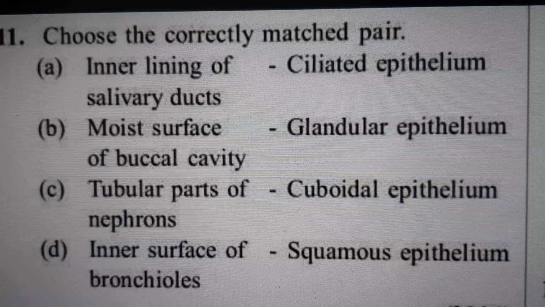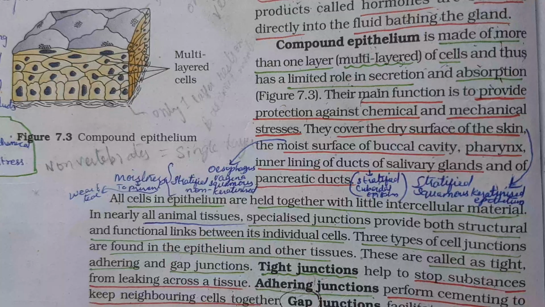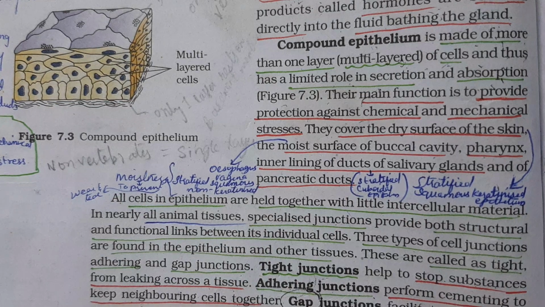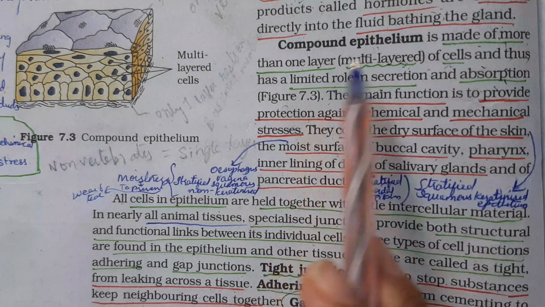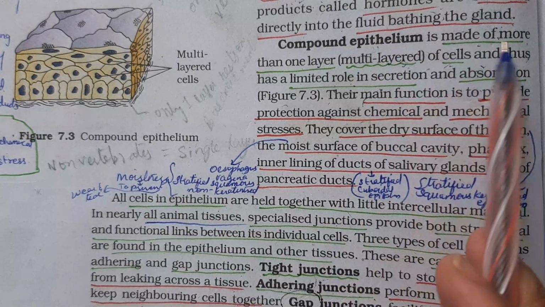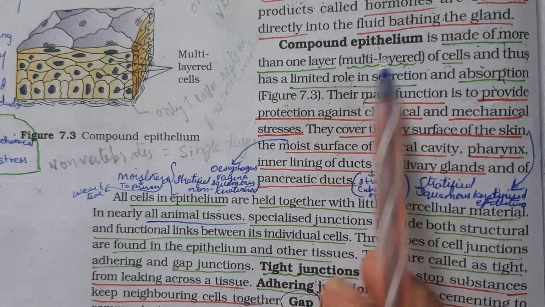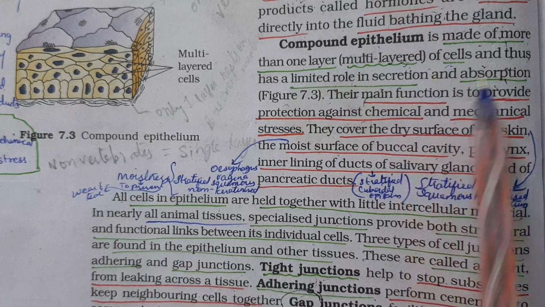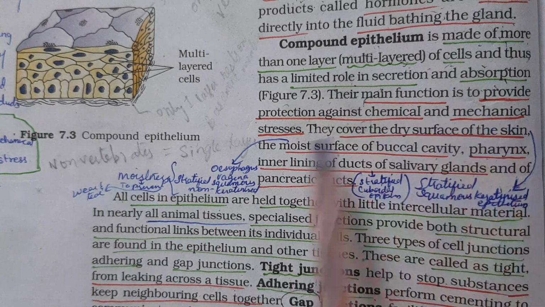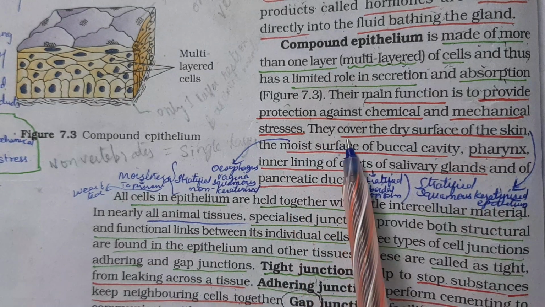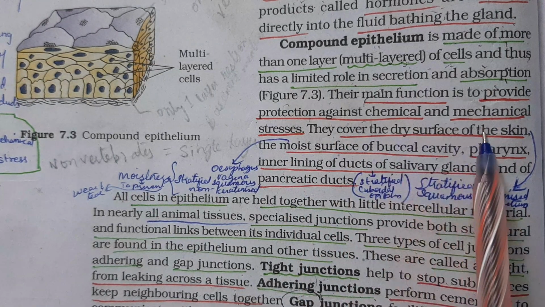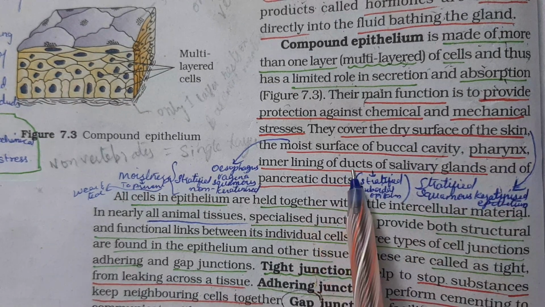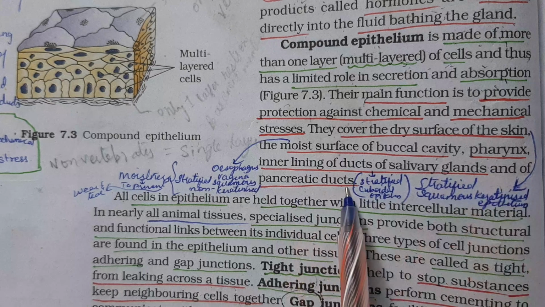For option A and B, let us look at page number 102 of NCERT. From here, if you look, compound epithelium, this is the definition. It is made up of more than one layer, multi-layered of cell, and it has a limited role in secretion and absorption. Their main function is to provide protection against chemical and mechanical stress. Now, their examples, they cover the dry surface of the skin, the moist surface of buccal cavity, pharynx, inner lining of ducts of salivary glands, and of pancreatic ducts.